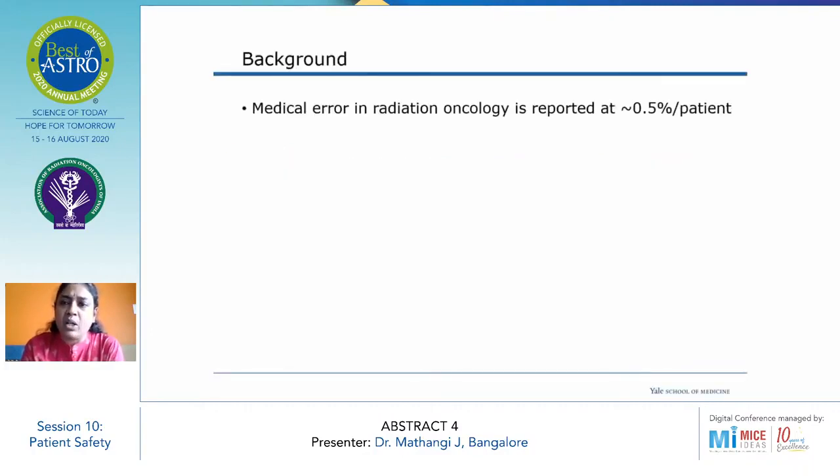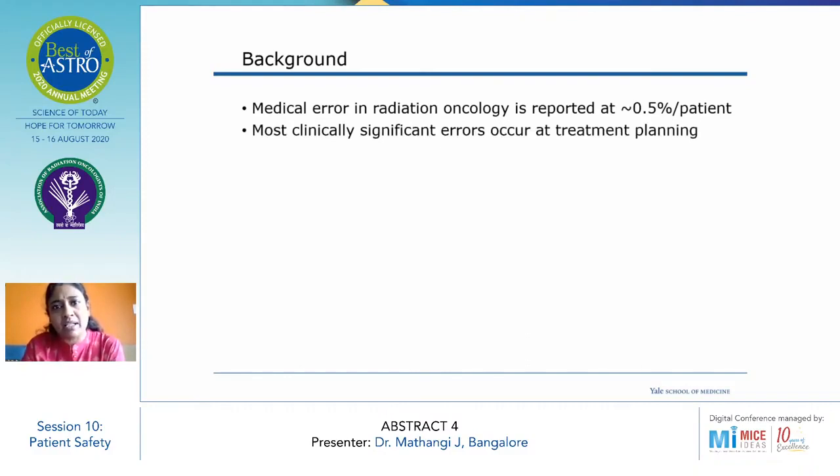So how common are the errors? In radiation oncology, it is reported academically that 1 in 200 patients has a common error, which is happening in radiation oncology alone. So is it really 1 in 200? Probably it is underreported because of a general culture of not reporting, or underreporting, most of the errors happening in different fields. The most significant errors happen in radiation therapy planning steps.